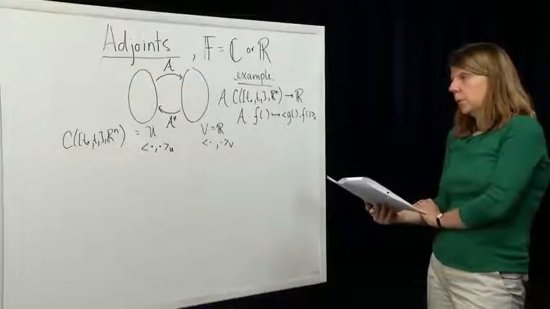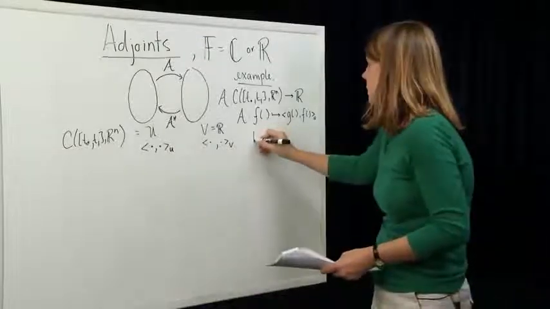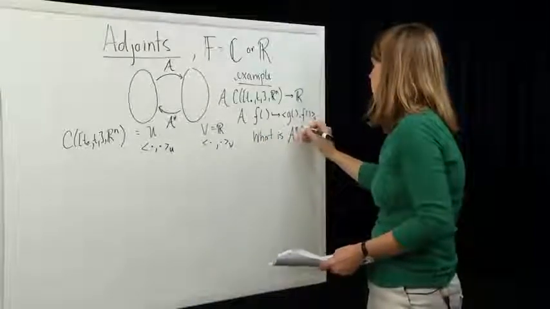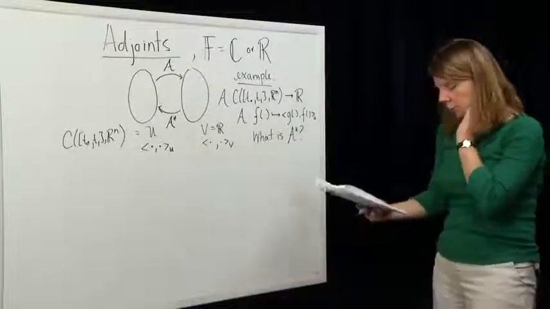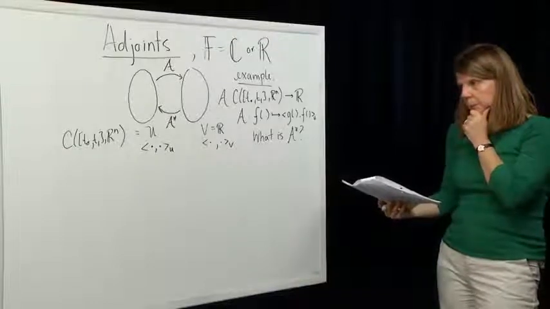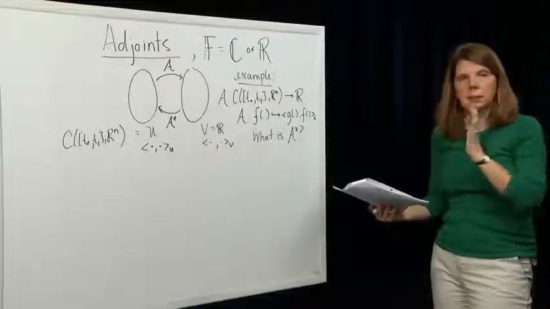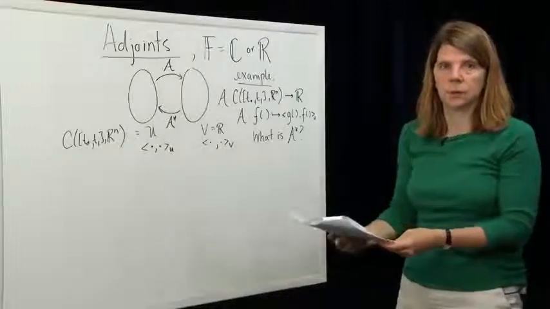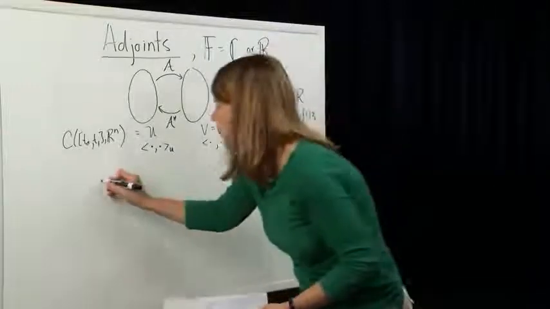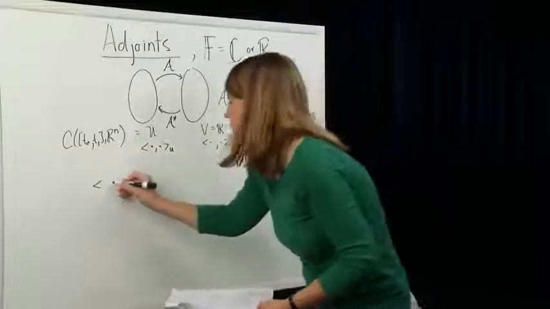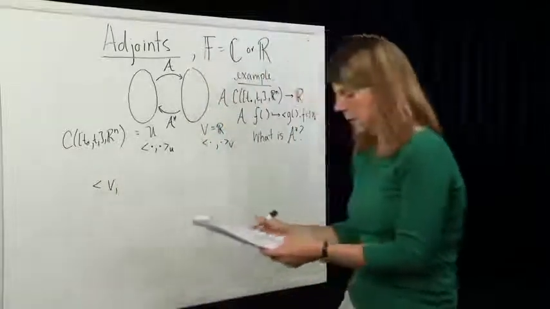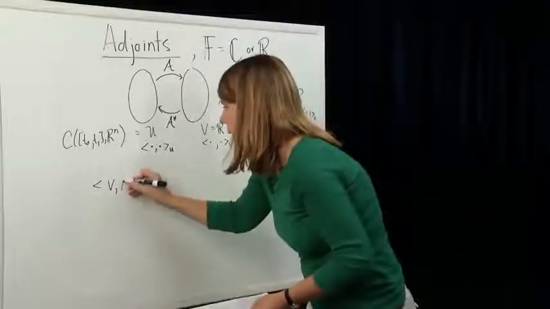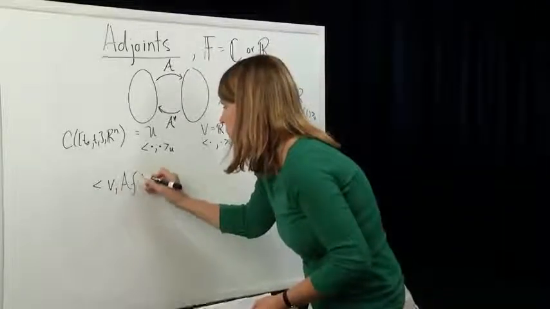Okay, so the question is find A star. What is A star? All right, so let's do this. We define A star in terms of the inner product on the appropriate space. So if we look at a vector V and we take the inner product of that with A applied to a function f.